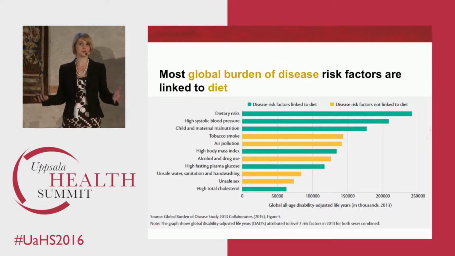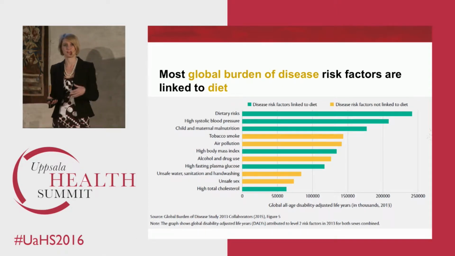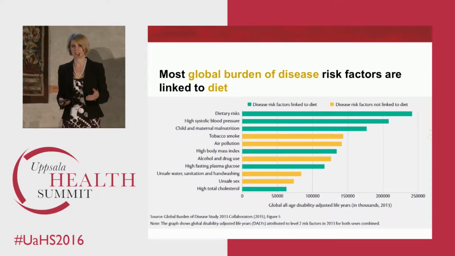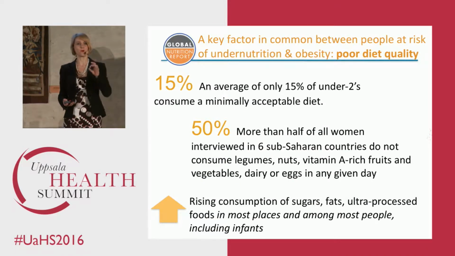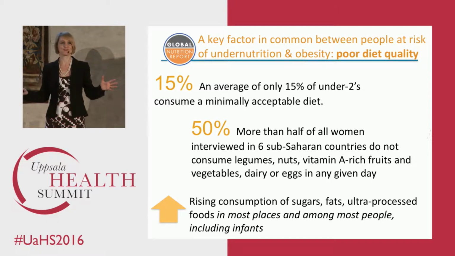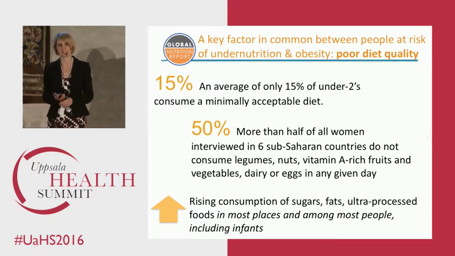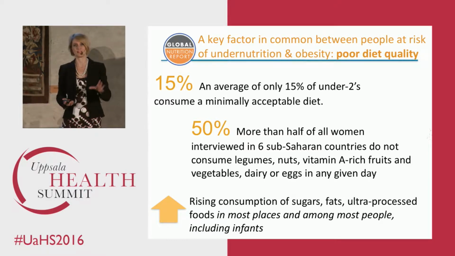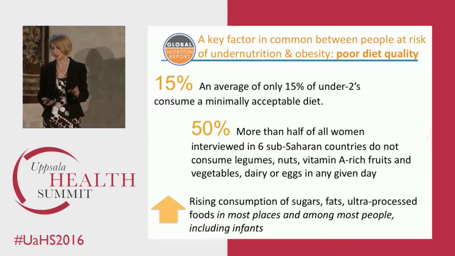We know, and you will have seen this, that many factors related to diet are in the top 10 causes of the global burden of disease. In the global health community, we immediately think about heart disease, diabetes, obesity, etc. But poor diet is a matter not just for the junk foods consumed by people at risk of obesity and diet-related NCDs, but also for very poor families at risk of undernutrition.